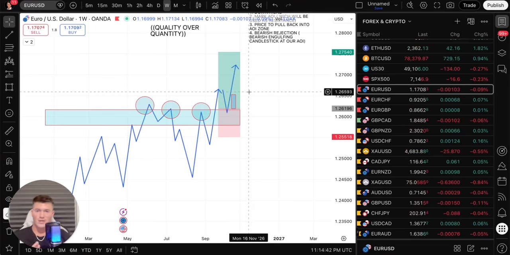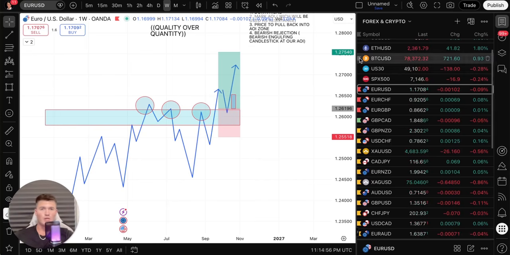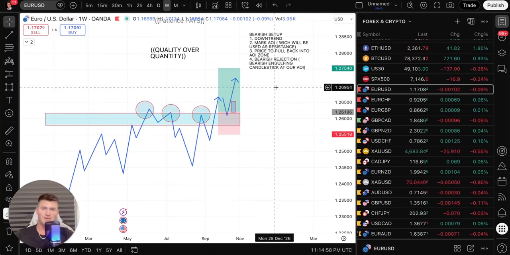So right here, we're above the area of interest. So we're waiting for price to pull back to then buy. It's as simple as that. And then you sit back and enjoy the profits. Just watch the numbers go up.